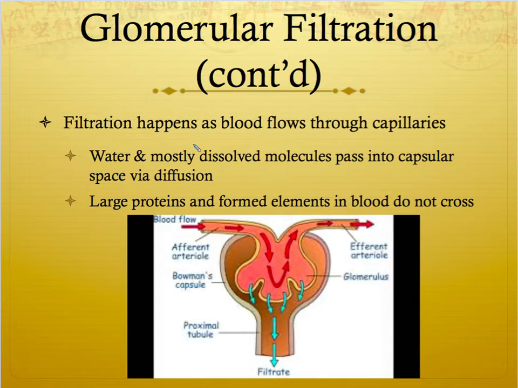Okay, filtration happens as blood flows through the capillaries. Again, primarily water and dissolved molecules pass into your capsular space. Your large proteins, your red blood cells, and elements do not cross. They stay within the blood. We looked at that on a previous slide. Okay, so blood comes in, blood goes out. Your filtrate gets pulled into this capsular space and eventually becomes your urine.